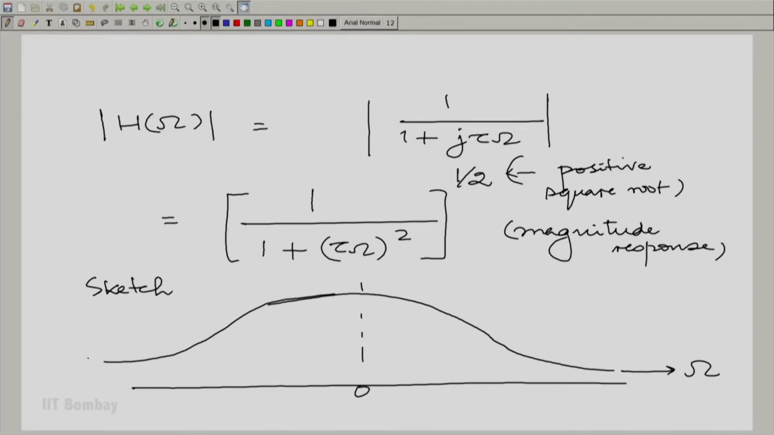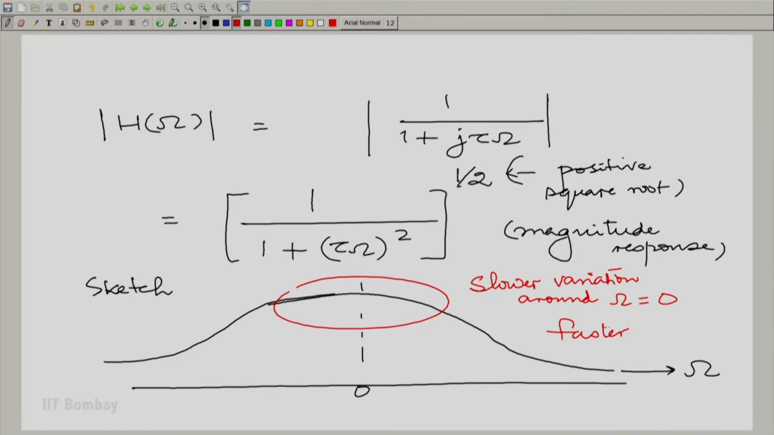So, indeed this magnitude response varies somewhat slowly around 0 frequency. And we can show that by looking at the derivative of the magnitude response. So, what we are saying essentially here is that there is a slower variation around 0 and there is a faster variation as omega increases. And then of course, asymptotically again it goes towards 0. So, let us see the situation. Let us find the derivative of the magnitude, and write down the derivative explicitly.